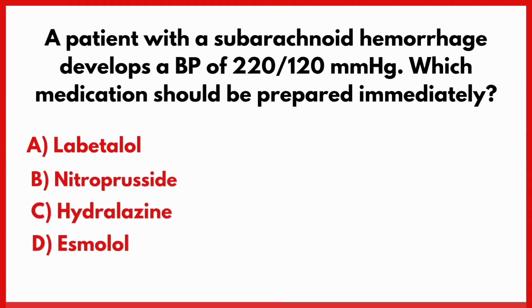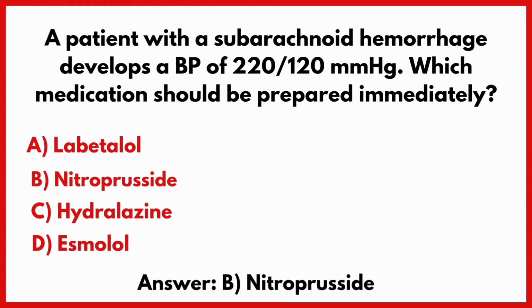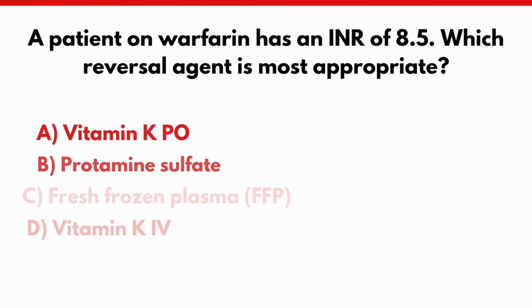A patient with a supratentorial hemorrhage develops a BP of 220 over 120. Which medication should be prepared immediately? Correct answer is option B, nitroprusside.